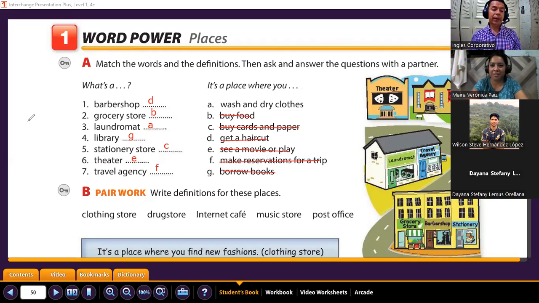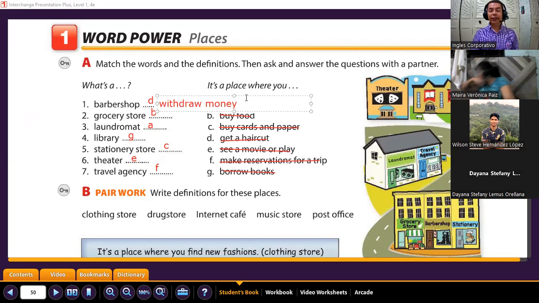¿Cuál sería entonces? Ahorita se lo digo. Withdraw money, right? It's a place where you withdraw money. Repeat, Diana. It's a place where you withdraw money. Okay, thank you.